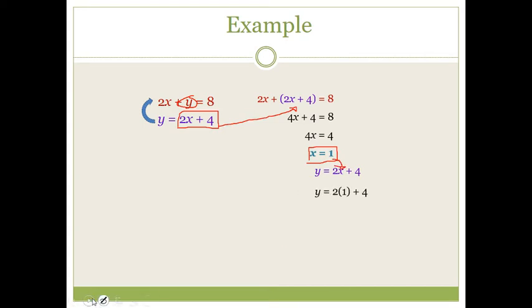So now I get y is equal to 2 times 1 plus 4, so y is equal to 2 plus 4. So now we know y is equal to 6. So now that I know that x is 1 and y is 6, we write our answer as an ordered pair. Notice the order does matter. This is the x coordinate and this is the y coordinate.